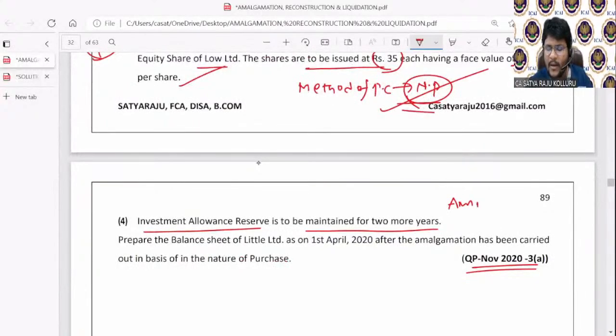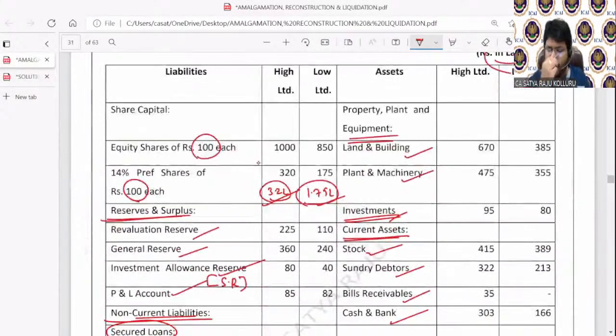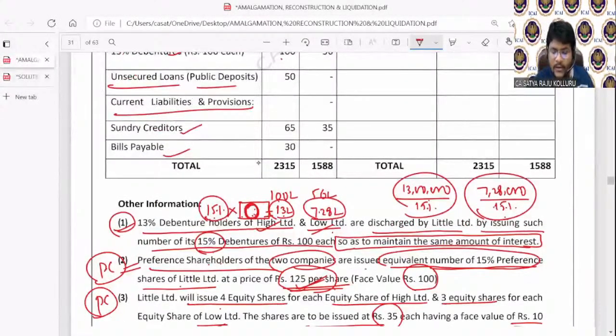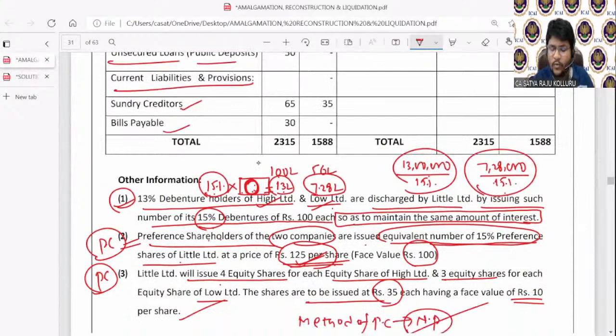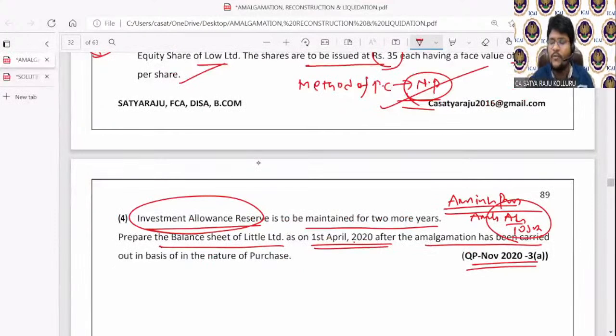In case of amalgamation in the nature of purchase, reserves and surplus of the selling company would not become the reserves and surplus of the purchasing company. That's why, to maintain the investment allowance reserve, I need to pass an adjustment entry, amalgamation adjustment account to statutory reserve account. So one of the statutory reserves is investment allowance reserve. Now investment allowance reserve 80 plus 40, total 120 lakhs, I need to maintain in the books of the purchasing company. Prepare the balance sheet of Little Limited as on 1st April 2020 after the amalgamation has been carried out on the basis of the nature of purchase.